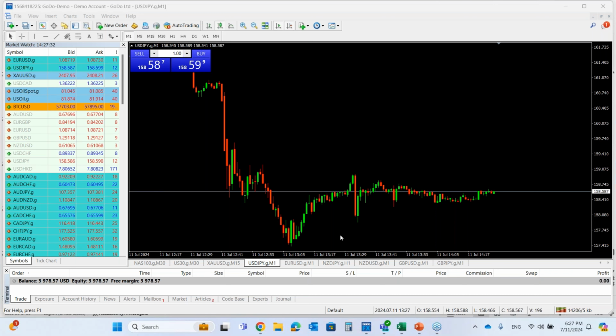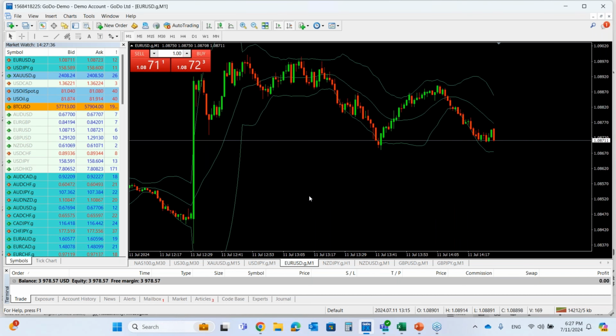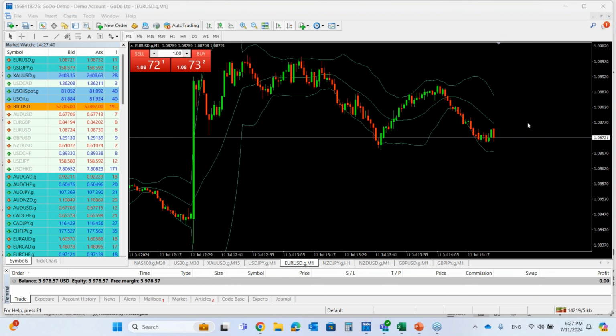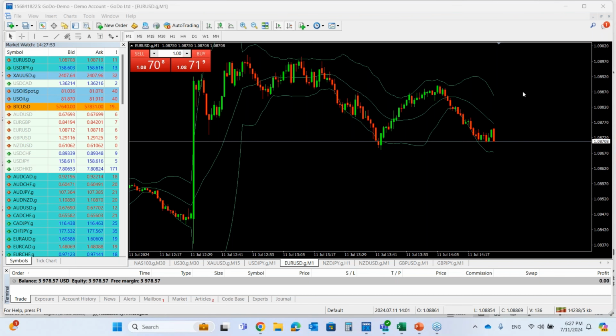Okay, let's go with the euro dollar. I think everybody likes it, everybody uses it. So here we have the euro dollar. This is the 1 minute chart. We are using this just to make a quick example, so the moving of these candles is faster.